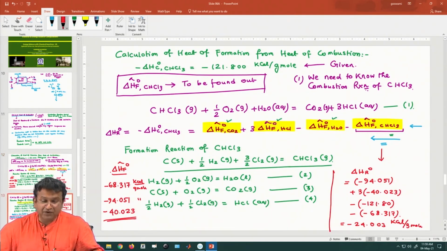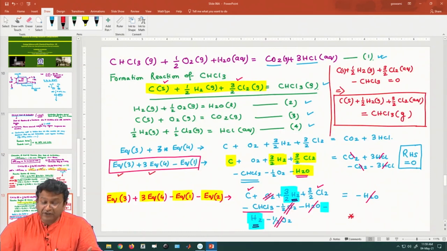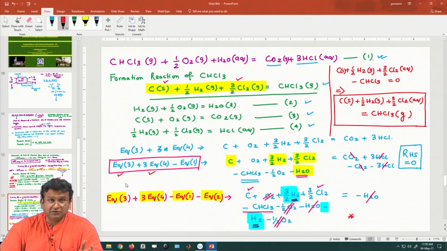take advantage of Hess law in reconstructing the formation reaction. So, I would request all of you to kindly practice this with other compounds to get a better feel of the applicability of Hess law. Thank you.